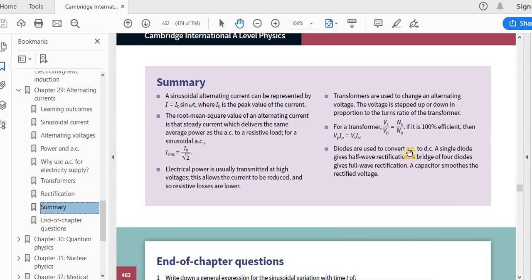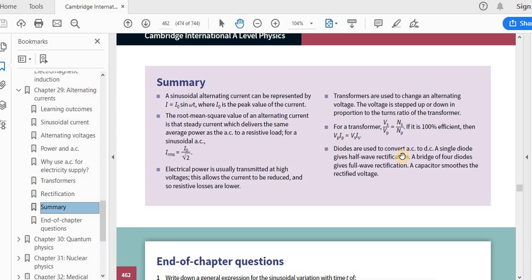Diodes are used to convert AC to DC. A diode doesn't let current flow in both directions. It allows current to flow only in one direction. So using diodes, we can convert alternating current to direct current. Alternating current is a current which flows forwards, backwards, forwards, backwards.